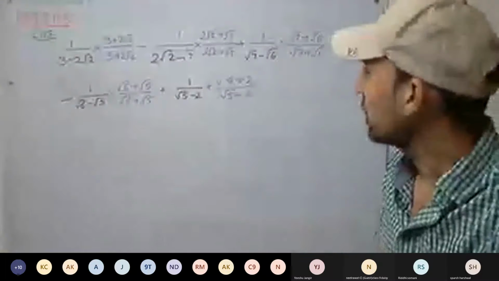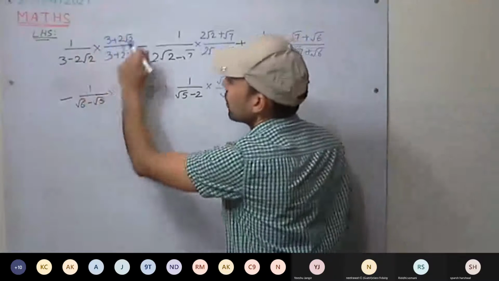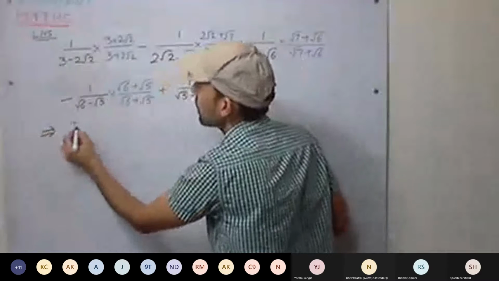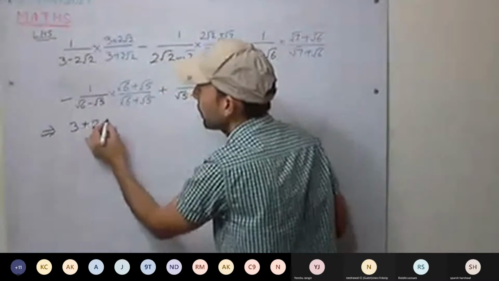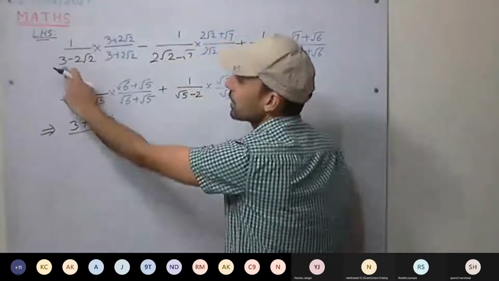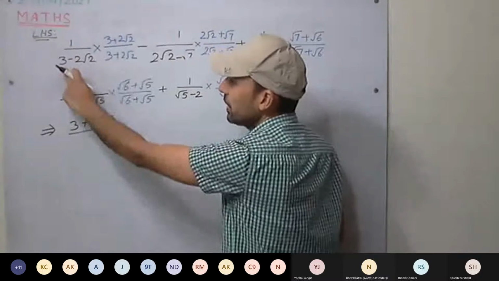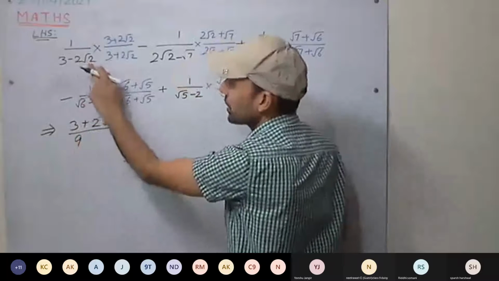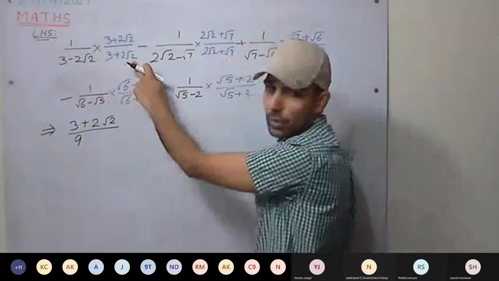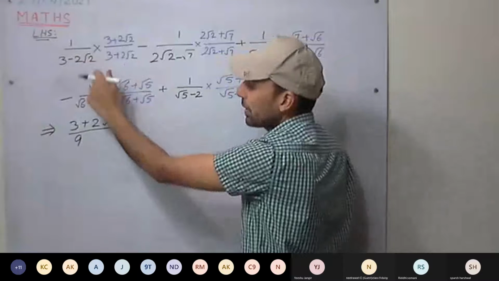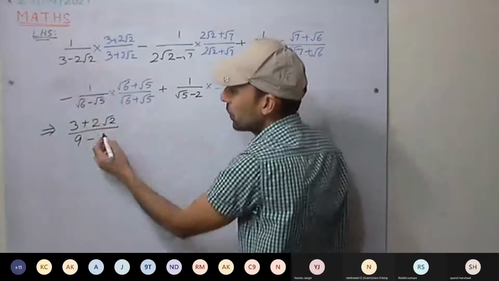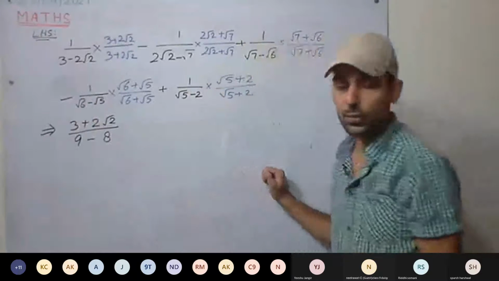Now what will be the answer? First term answer: 3 plus 2 root 2 divided by 3 square. How much will it be? 3 into 3, 9, minus 2 root 2 square. How much? 2 square 4, 4 into 2, 8. Understood this one?